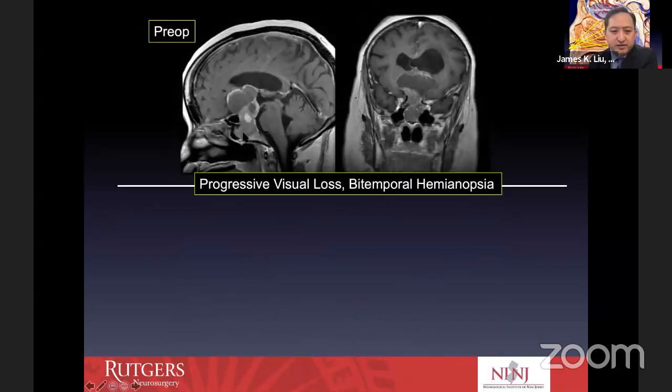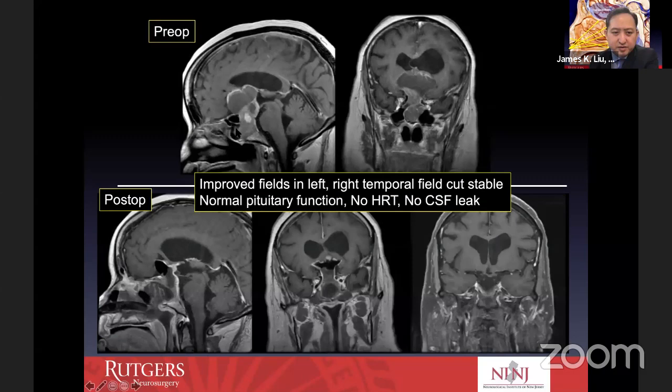Here's another example of a large tumor extending anteriorly and superiorly. So in this case, we did a transplanum approach to get anterior to this and decompress the optic chiasm.